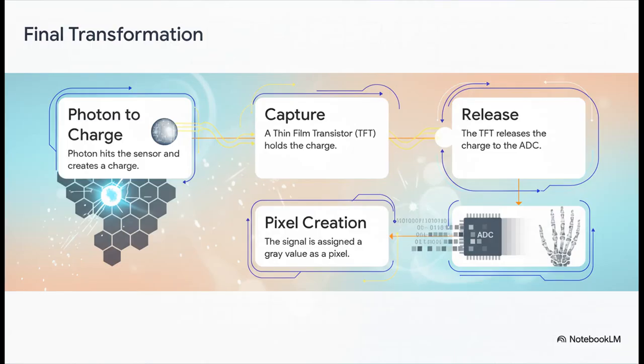Okay, let's just walk through this final lightning-fast transformation, step by step. First, our photon hits the sensor, creates that electronic charge. That charge is immediately captured and held by something called a thin film transistor, a TFT. Just think of it as a tiny little gate. On command, that gate opens and releases the charge to the analog-to-digital converter, or ADC. The ADC measures the charge, gives it a number, and finally, that number is translated into a specific shade of gray. Our hero's journey is complete. It has become a single pixel in the final image.